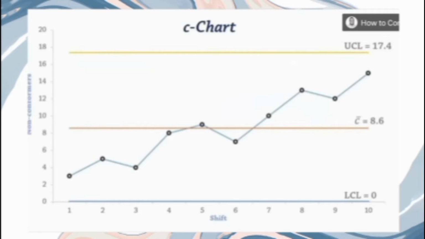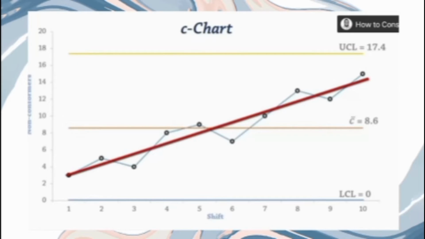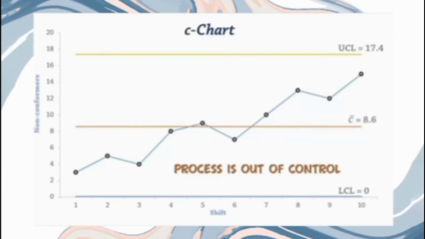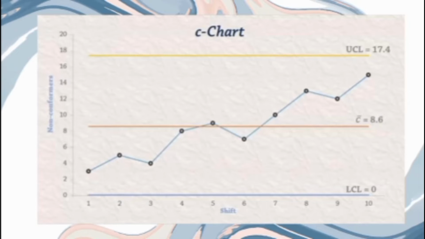We can see here that we have a positive trend. The number of non-conformers is increasing on average over time. This suggests that the process performance is degrading over time. Therefore, the process is out of control. Some corrective measures need to be taken. So this is the chart of the C chart.